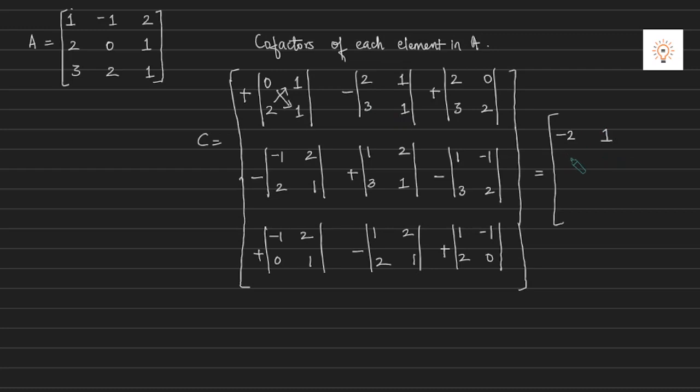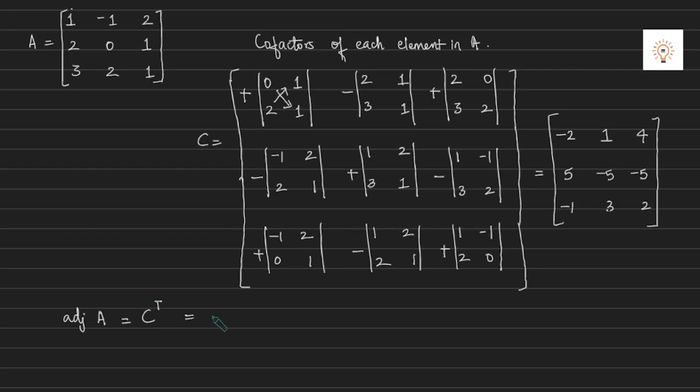So similarly, when I find all these values, I'll get 4, then 5, negative 5, negative 5, negative 1, 3, and 2. So this is the cofactor matrix of A. Once we get the cofactor matrix, the next step is to find the adjoint of A. The adjoint matrix of A is just the transpose of the cofactor matrix.